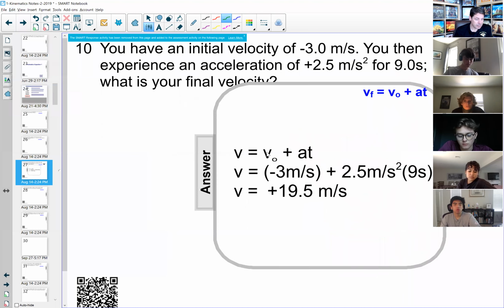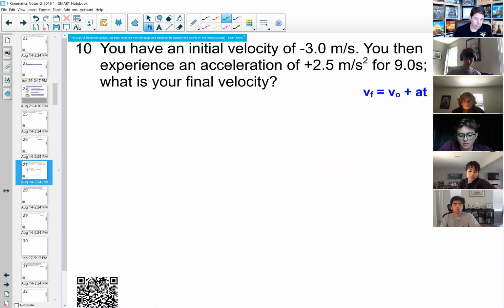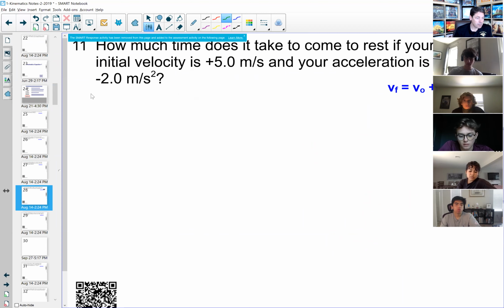All right. Just 2 more, then we'll wrap it up with these quick. How much time does it take to come to rest if your initial velocity is positive 5 meters per second, and your acceleration is negative 2 meters per second squared?